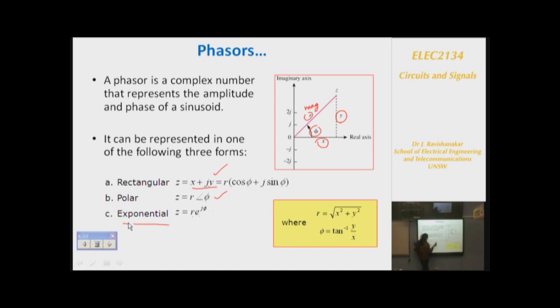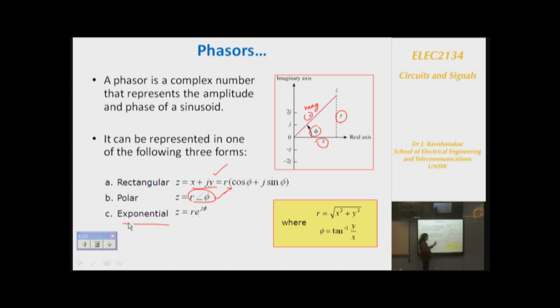How to convert from one form to other? If you want to convert this r at an angle of phi into rectangular value, we can take it as r cos of phi plus j sin of phi, because r cos of phi is x, r sin of phi is y. So r cos of phi plus j sin of phi.